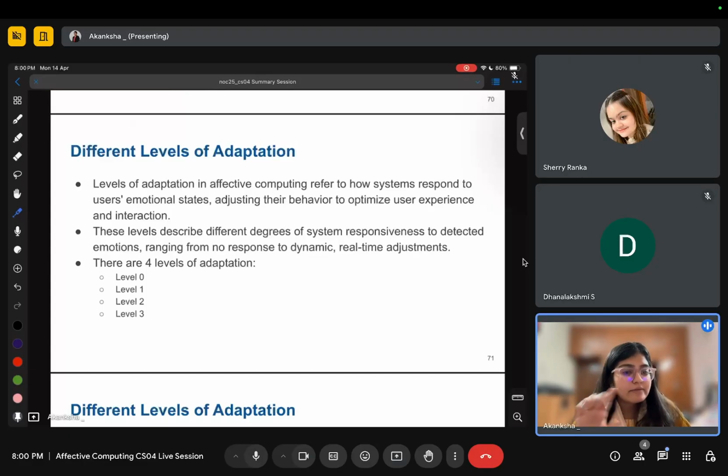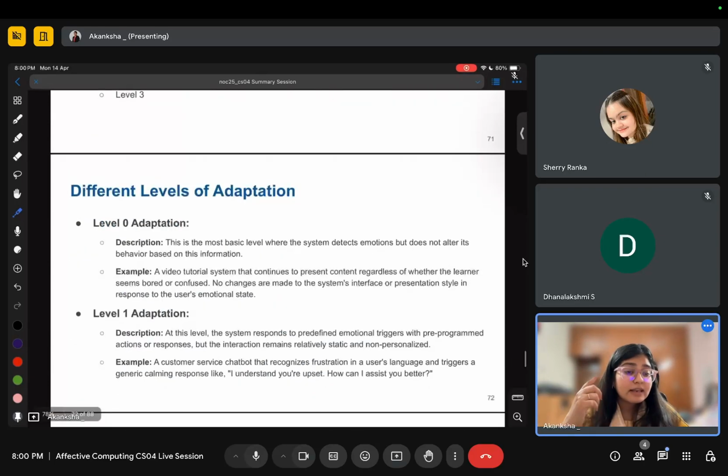So there are some levels of adaptation. Adaptation का मतलब होता है to change yourself. ठीक है. How are you going to behave? One way is that you sense कि this person is मतलब feeling frustrated, but आपने कुछ नहीं किया. You're doing nothing. You're just sensing. That is level 0. Level 1 में आता है you are actually adapting your responses based on how the person is feeling. ठीक है. So let's go through this one by one. Level 0 adaptation का मतलब होता है when the robot or the agent, it is able to detect but does not alter its behavior.